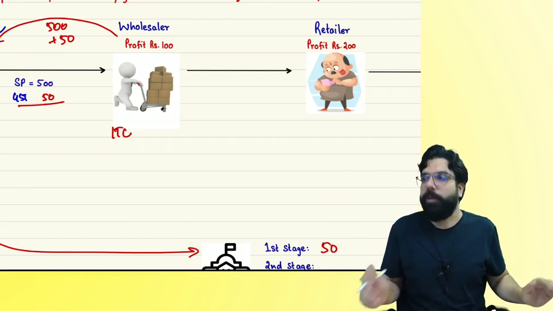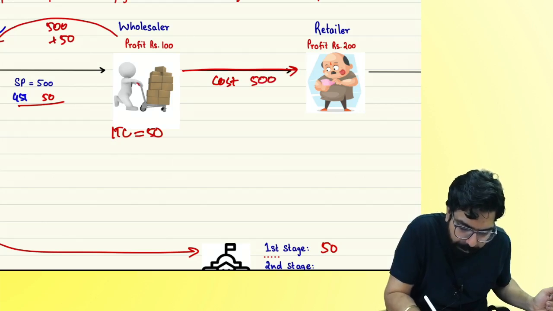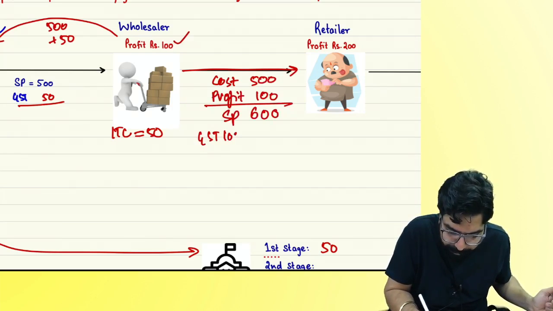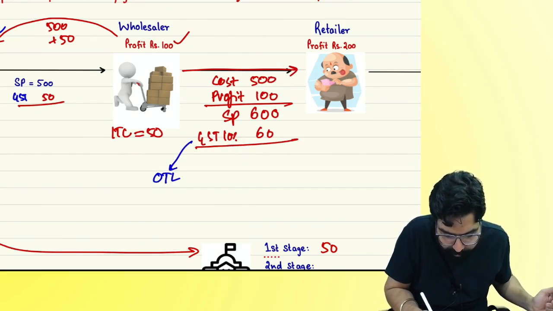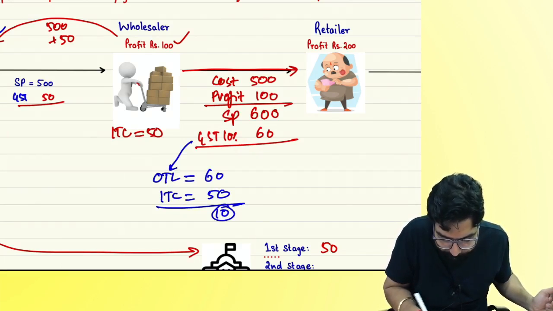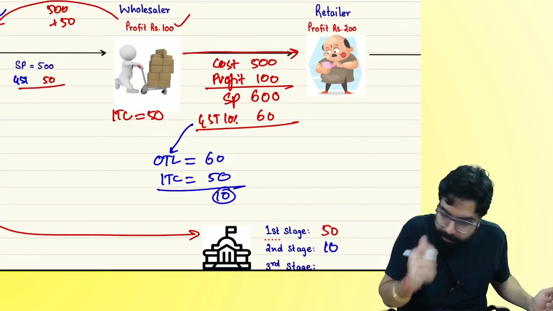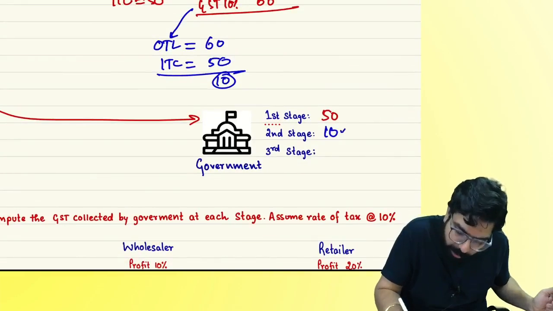Sure, everyone? Next, how much? 50. He sold the goods. What is his cost? 500. Profit is how much? 100. Selling price is how much? GST at 10% is how much? 60. Can you tell me the outward tax liability is how much? Inward tax credit is how much? How much will you pay? So at the second stage, government got how much? Actually, if you see, the value addition was 100. On that, 10% was how much? 10. Government would have got 10 only.